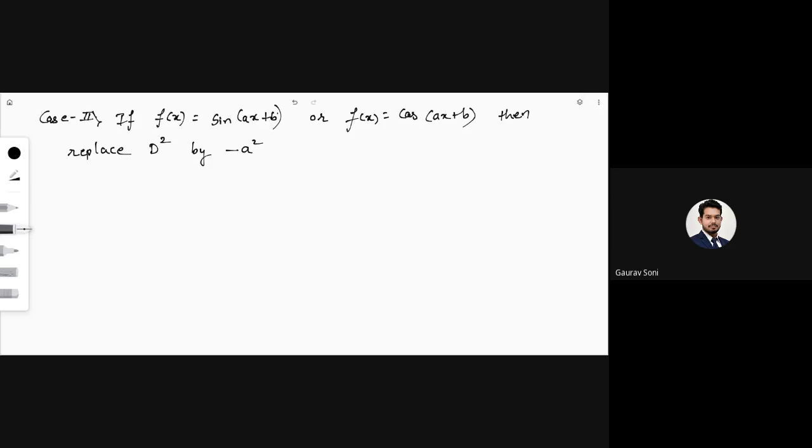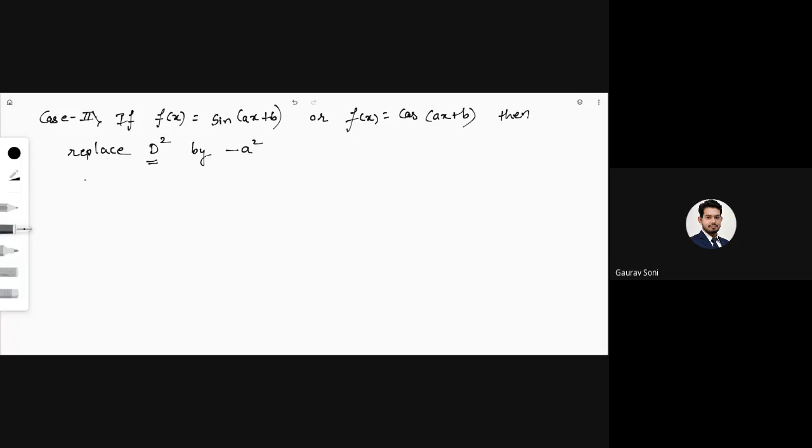Again, here what is the significance of a? In e to the power ax, that was the coefficient of x in powers of e, the case number 1. But in this case, what is your a? A is the coefficient of x inside the sine and cos. So whatever the coefficient of x is, minus of that square is to be replaced. You have to understand the pattern. Wherever there is d square, only that you will have to replace. D will be remaining as it is.